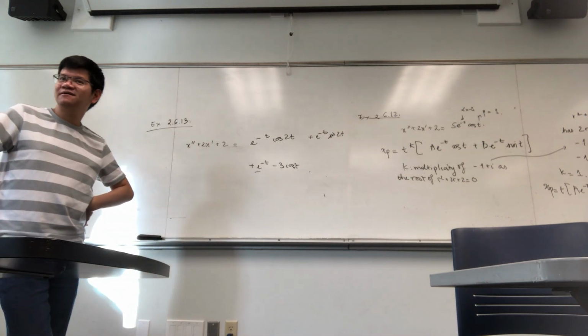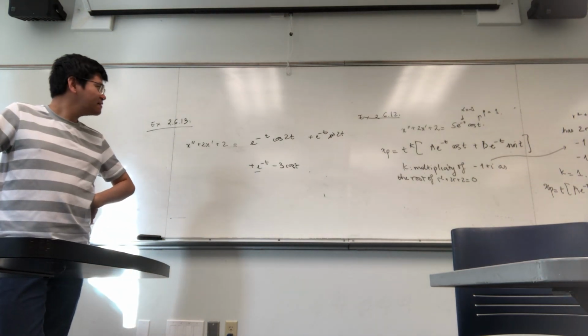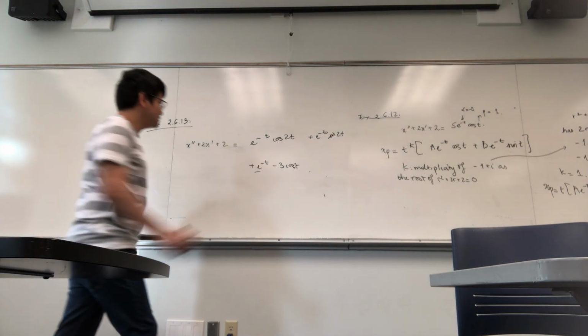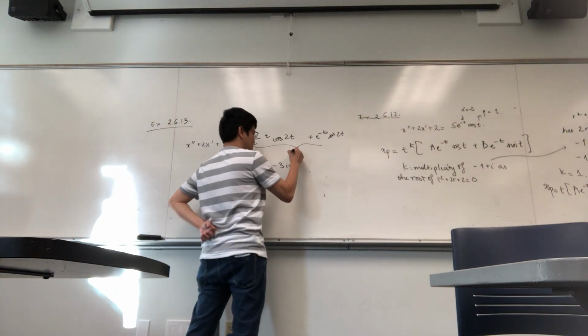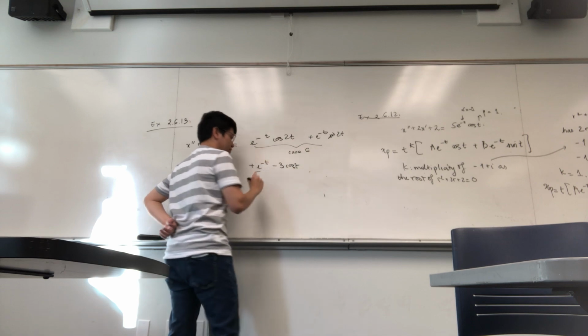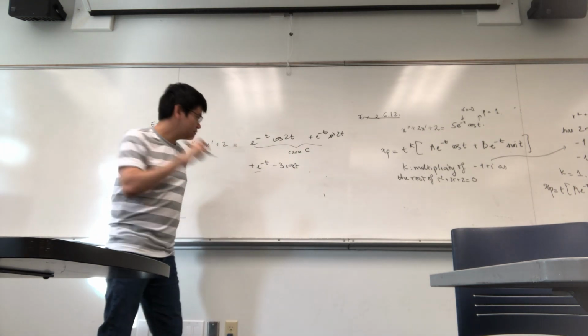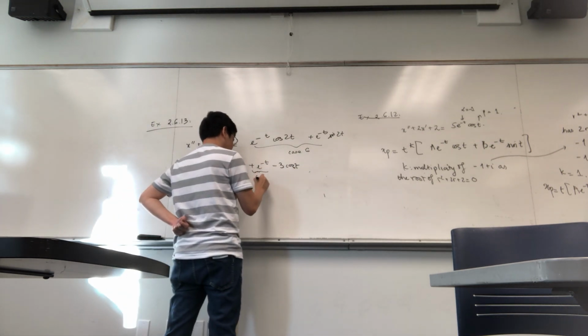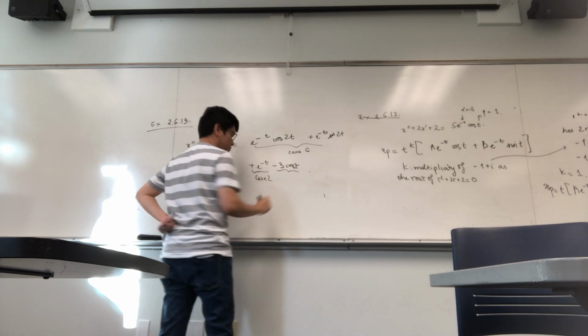The first term will be case number 6, that's e to the minus t times cosine, case number 6, right? And then on the second one, we have case number 2, which is e to the minus t. Case 2, right? And then we have case number 4.